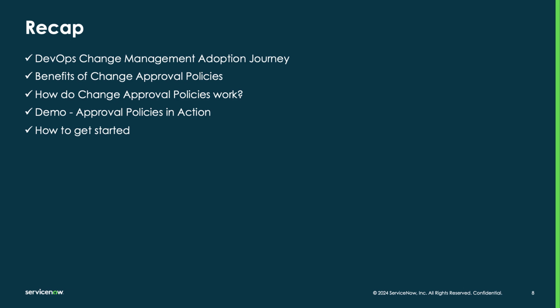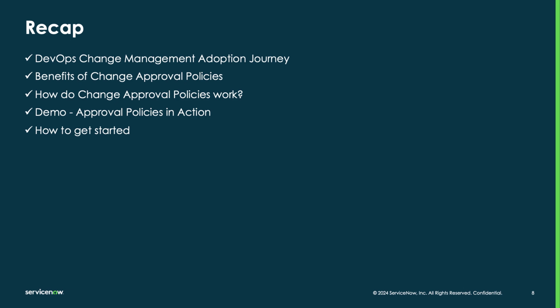So just to recap, this is the final stop in the DevOps adoption journey, right? We're going to automate change approvals, and the benefit of that is obvious. We're going to speed up the process, remove the administrative burden, but also enforce compliance. And we went through how all the different pieces connect together: the change models, the process flows, and the decision tables. And then we demonstrated how this works in the real world.